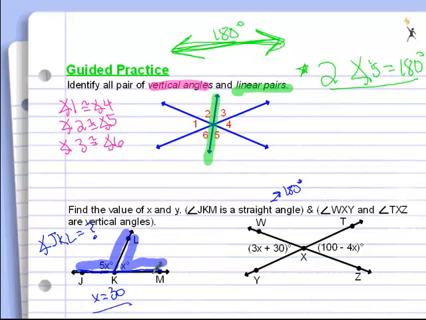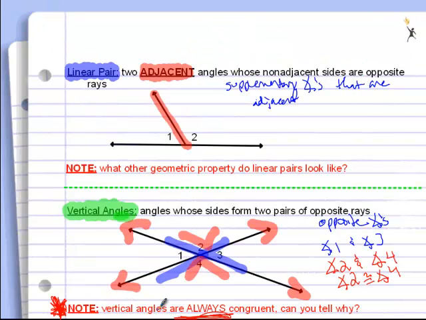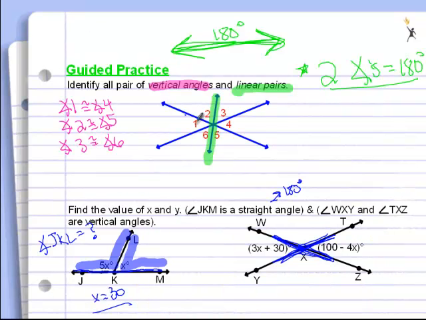All right, next. Angle WXY and angle TXZ are vertical angles, meaning these two angles are vertical angles. Does anyone remember what I told you about vertical angles? Let's back up. Vertical angles are always congruent. Well, if they're congruent, let's write that. Angle WXY is congruent to angle TXZ. Awesome.